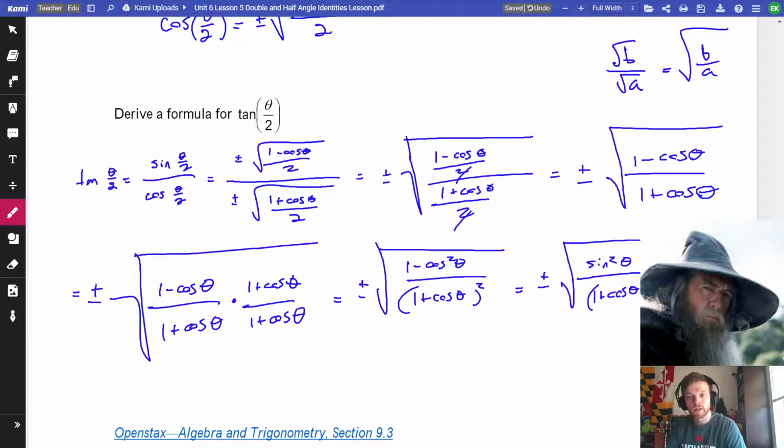Let's square root those things. The square root of a square is absolute value. So no matter what, we're going to be left with positive sine theta over 1 plus cosine theta. All right, sine theta over 1 plus cosine theta.